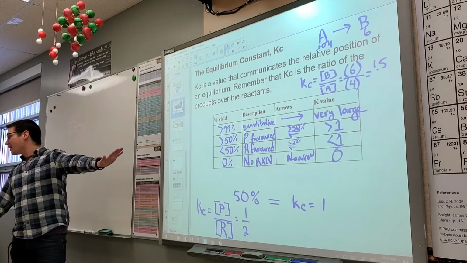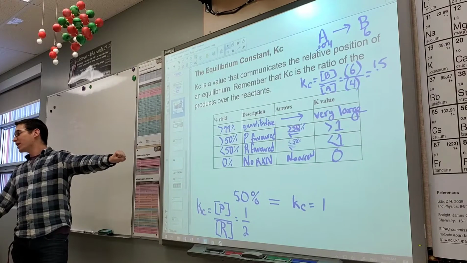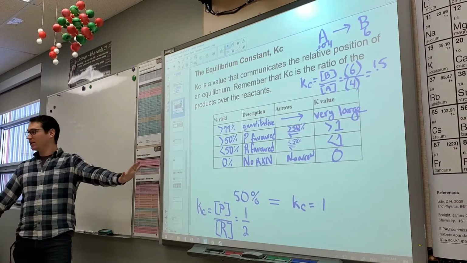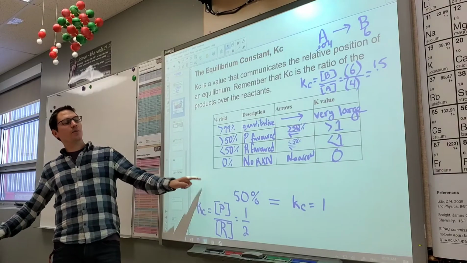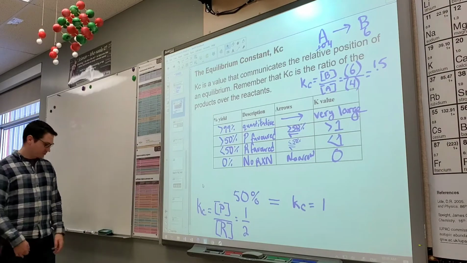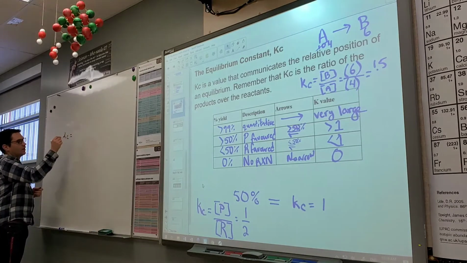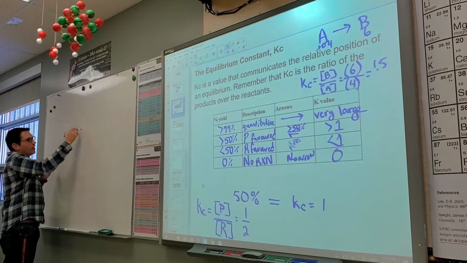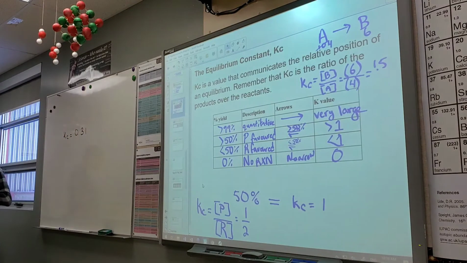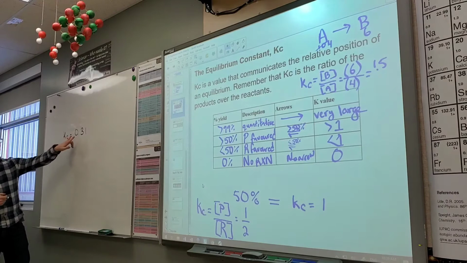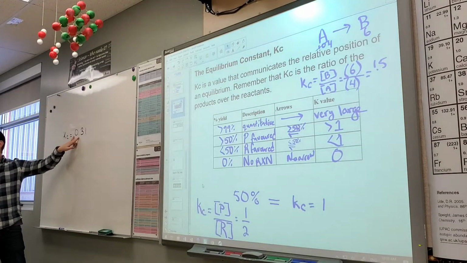Please remember back. I know sometimes our brains can melt over the weekend, and that's totally fine. That's a very natural human thing to do. But please try to remember back when we were talking about Kc values. If I have a Kc of, I don't know, 0.31, what I want to know is: this constant is trying to indicate to you that this reaction, whatever the reaction associated with this constant is, is products favored or reactants favored?